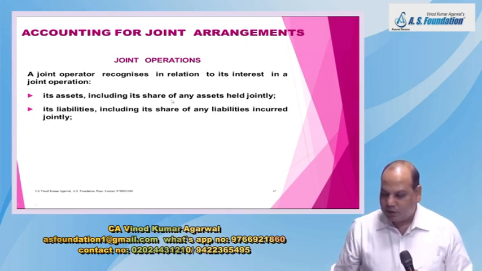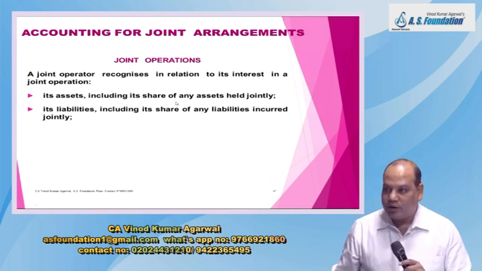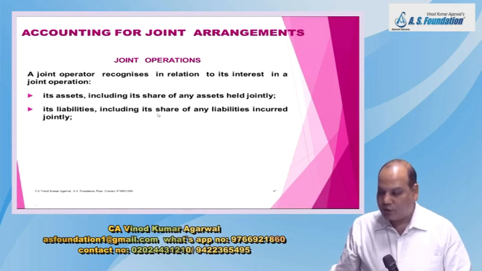Like for example, a building given on rent and it is jointly owned by two or more entities. Then you will record your share in that asset. Then its own liabilities which you have incurred, of course, and plus its share of any liability incurred jointly.